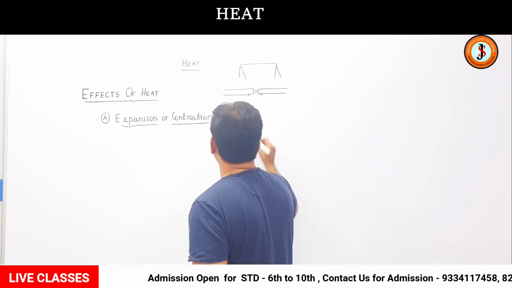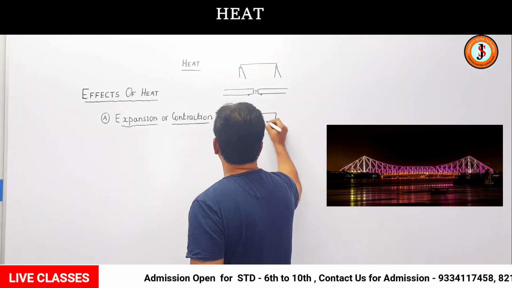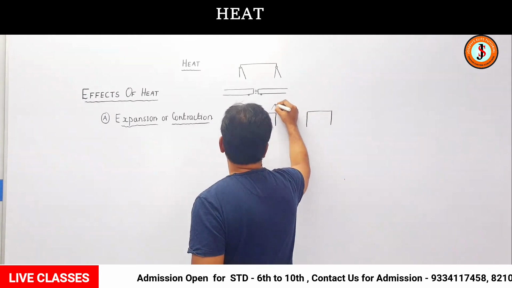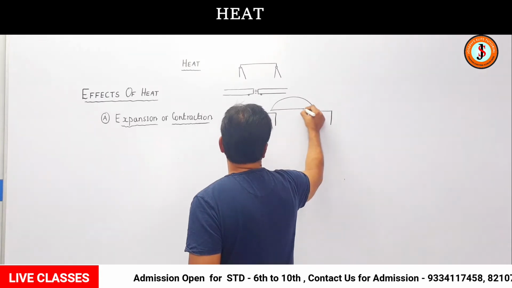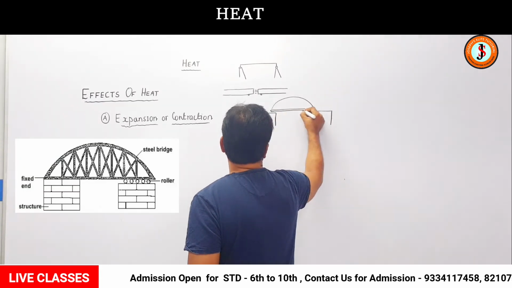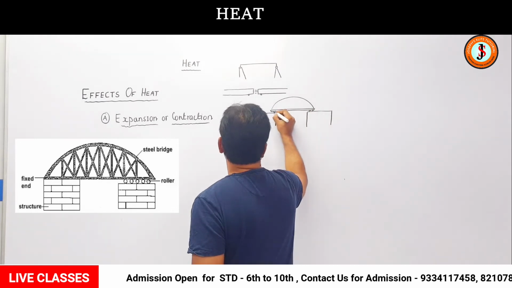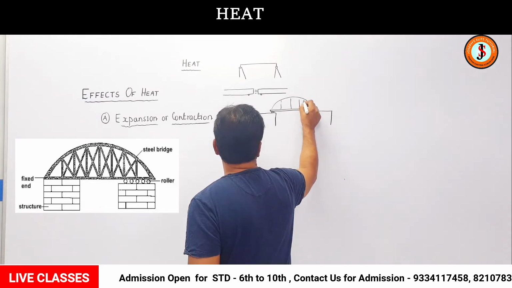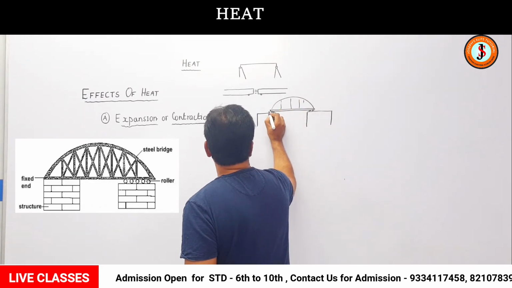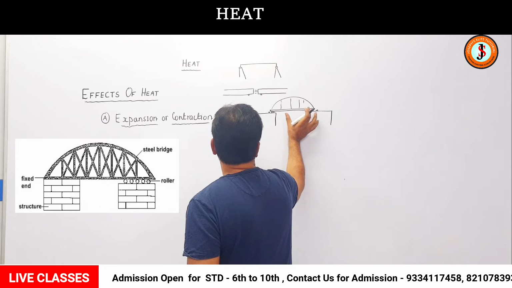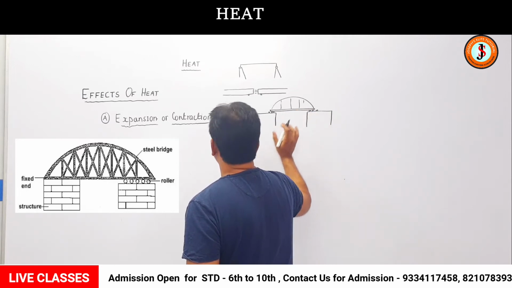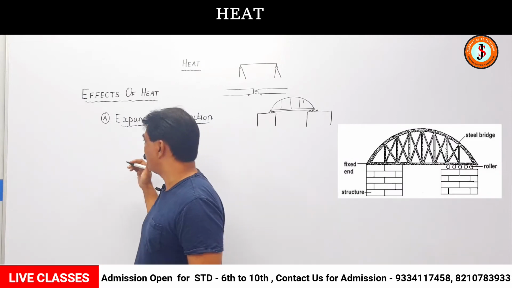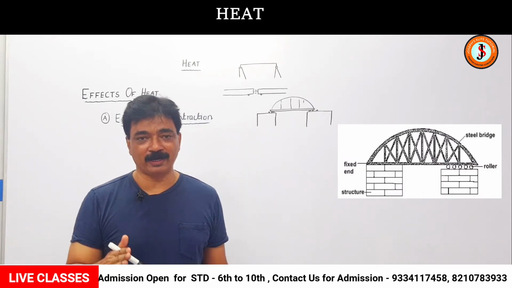Even on certain bridges like the Howrah Bridge, which is totally metallic, there are little wheels which are engineered in a nice way. When during the summer the bridge expands, these wheels are pushed ahead, and when it contracts, it comes nearer, but there is no distortion in the bridge. So remember that. The first of the effects is expansion or contraction.